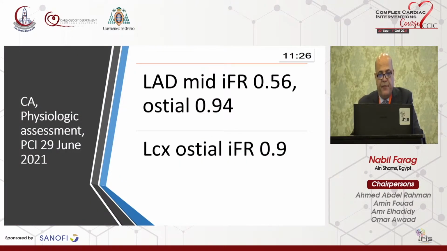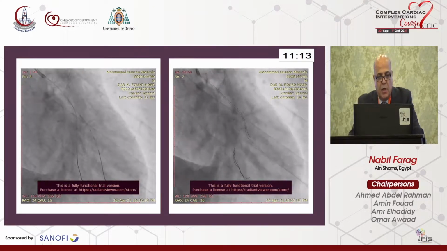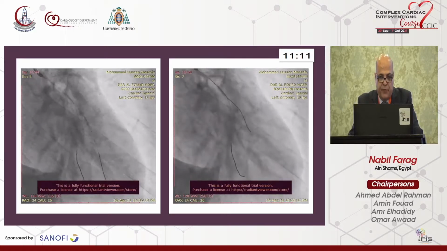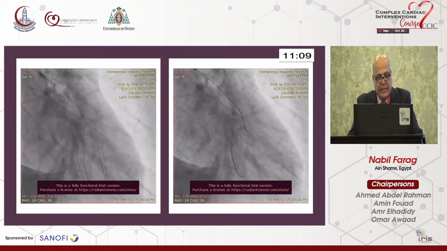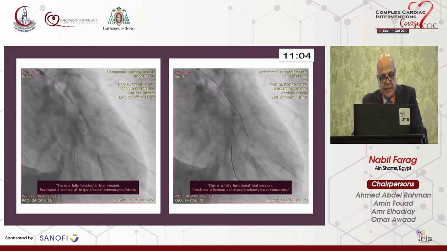And this is the FFR. The LAD mid segment was significant, and the ostial and proximal lesion was not significant. The LCX ostial lesion was not significant as well. So my decision was to go for intervention of the LCX obtuse marginal bifurcation, then the LAD diagonal bifurcation, and see what the results of this decision would be.